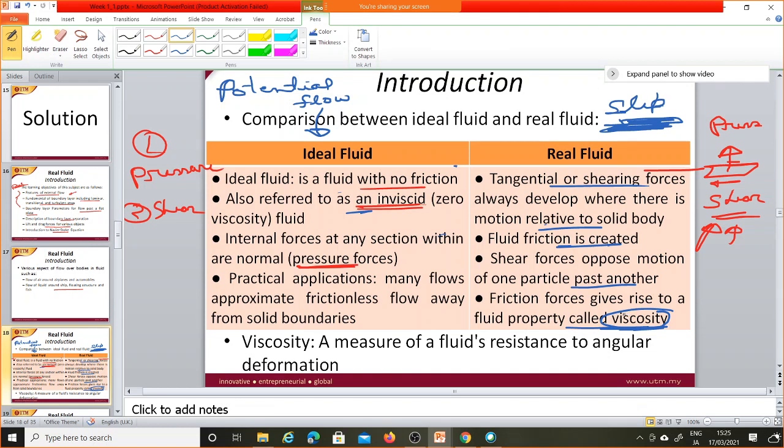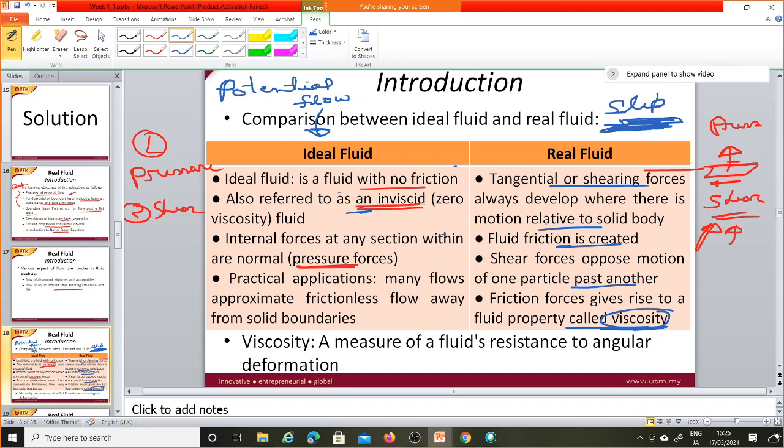In order to measure the friction, we have the term viscosity. So we have non-viscous, that is no friction, and viscous. Which one is more viscous, which is less viscous? So we can separate the different types of real fluid based on their viscosity.